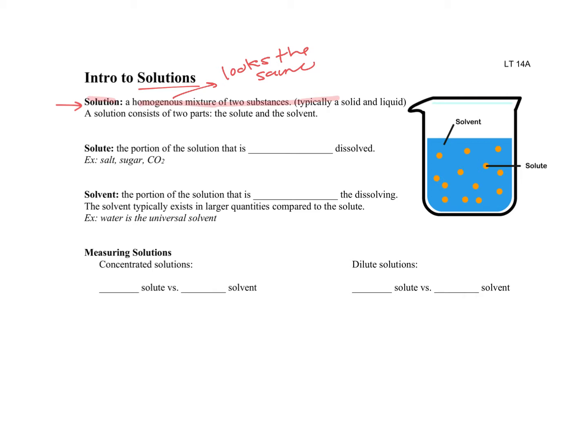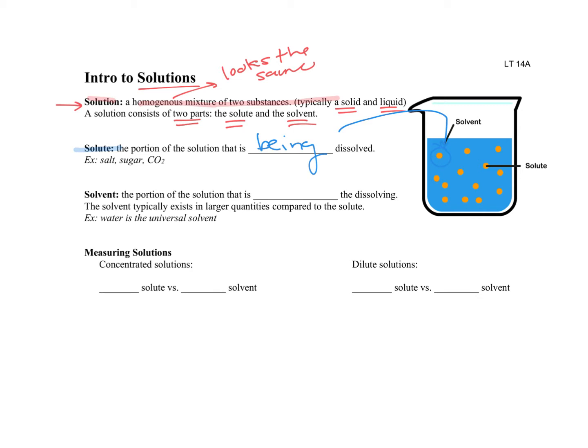A solution is typically made from a solid and a liquid. And what we're going to dive more into detail with this whole unit is that a solution consists of two parts, the solute and the solvent. All right, so first definition for today is the solute. This is the portion of the solution that is being dissolved. An example would be salt or sugar, and it's those little orange particles in this picture. So the thing that is able to be dissolved.